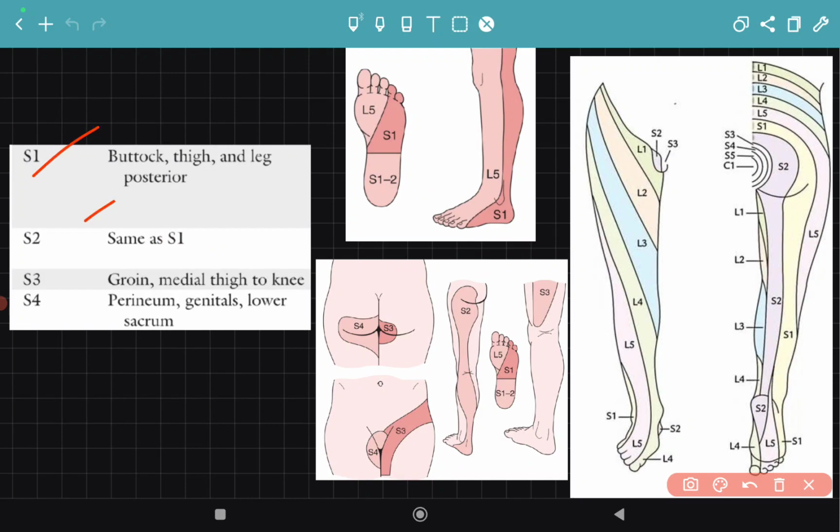So S1 and S2 are basically the same thing, which can be differentiated this way, but we can see that it is posterior thigh, posterior leg, and the foot portion can be seen over here, which is overlapping. So that is about the S2 dermatome. Then the S3 dermatome. In this diagram we can see S2 and S3 are overlapped. Mainly the groin region is covered by S3, which can be appreciated over here. Anteriorly we can see the groin portion is covered, and then the medial thigh to knee. It is coming to the medial side to cover the groin portion, as well as going down to the medial thigh towards the knee.